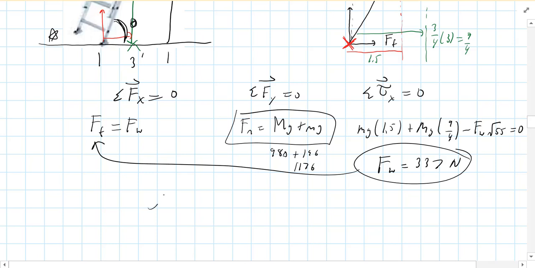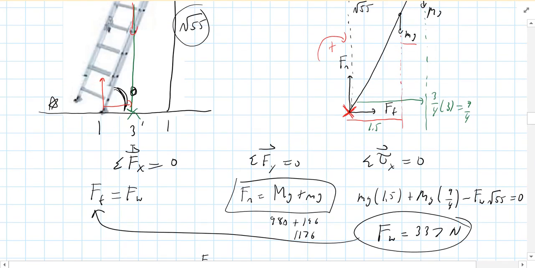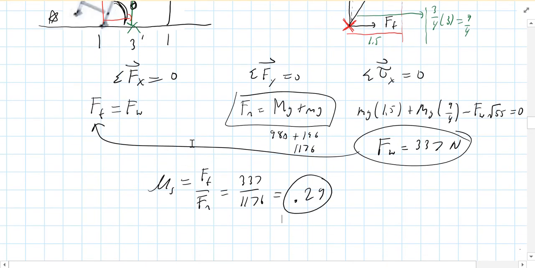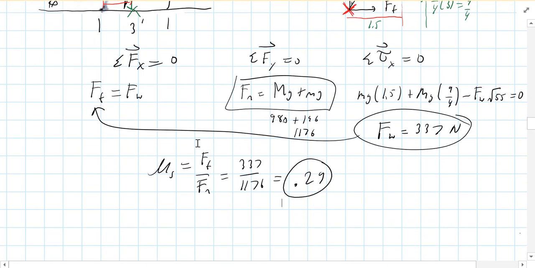So that's the weight of the two things combined, which is going to be your normal force. And then our minimum coefficient of friction, this would be static friction. You're hopefully not sliding, it's not kinetic. It would equal force of friction over force normal, which would be 337 over 1176, which I get about 0.29. So my coefficient of friction between the ground and the ladder better be at least that. Otherwise, it's going to slip out from underneath me and I'm going to be in trouble.